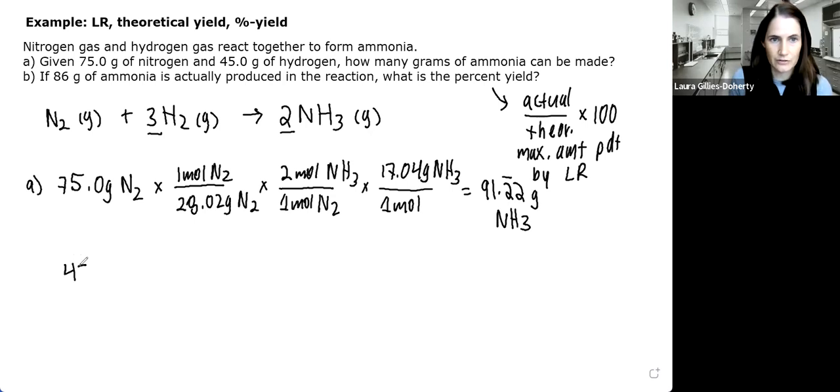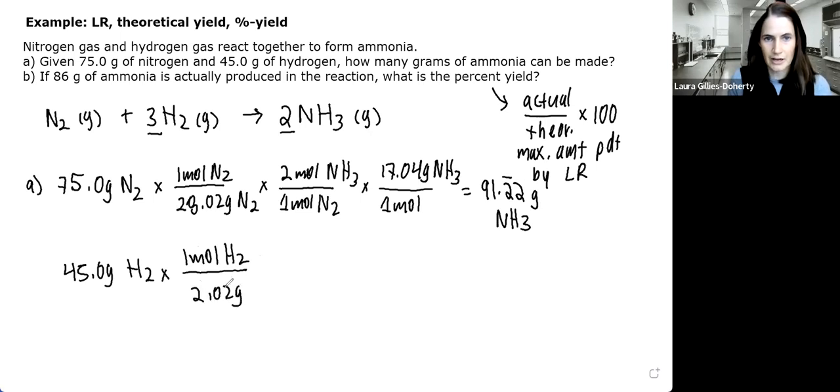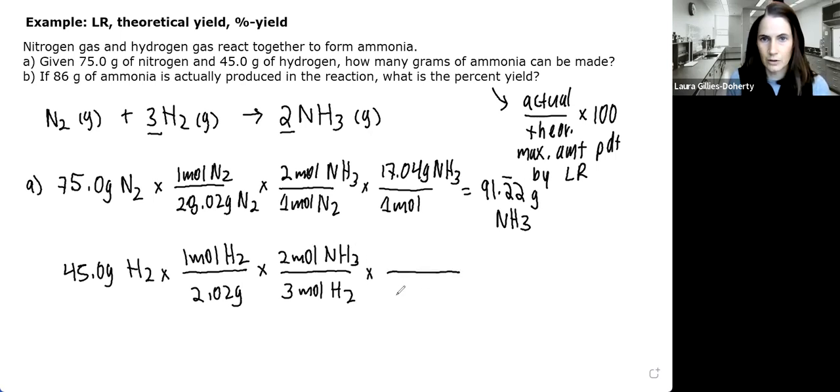We have 45 grams of hydrogen. We need to convert that to moles because you can't do stoichiometry without going through moles. The molar mass of hydrogen is 2.02 grams per mole. Now we're going to use the coefficient. So 3 moles of hydrogen react to make 2 moles of ammonia, and 1 mole of ammonia weighs 17.04 grams. So let's see how much ammonia we would make if we reacted all of the hydrogen.